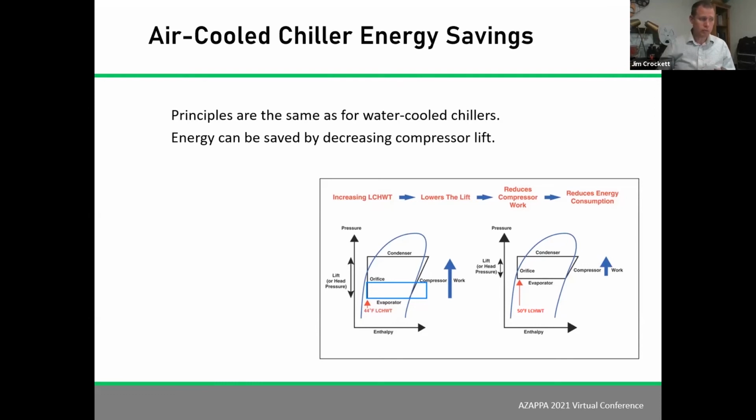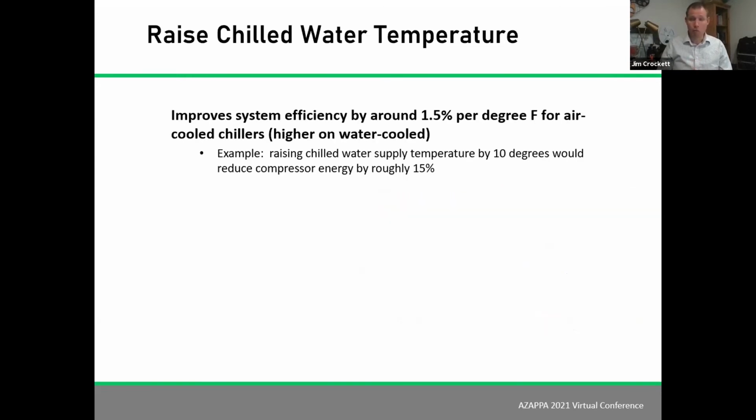The most common way of saving energy on air-cooled chillers, and in fact for most people the only way they know of saving energy on an air-cooled chiller, is to raise the chilled water temperature. And doing that is a good idea. You can improve the system efficiency by about 1.4 or 1.5% per degree of increase.